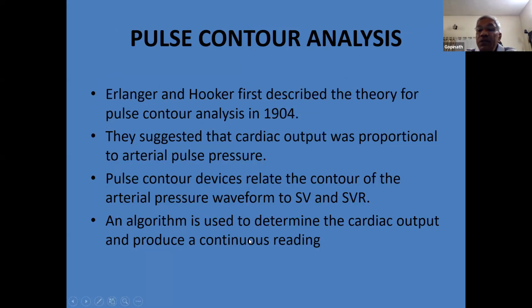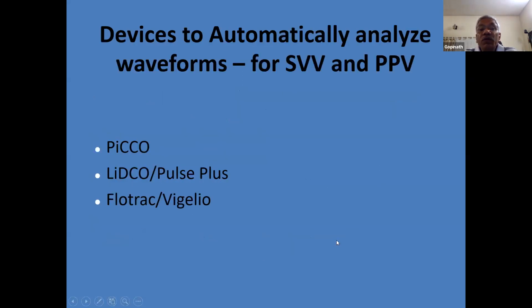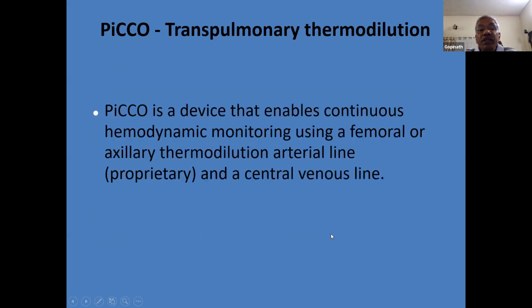What we commonly use is pulse contour analysis, first described by Erlanger and Hooker way back in 1904, who suggested that the cardiac output was proportional to arterial pulse pressure. So we use various contour-related devices to measure stroke volume and SVR, as an algorithm-based determination of cardiac output and continuous cardiac output. The devices available are the PICCO, LiDCO, and FloTrac for stroke volume and pulse pressure variations.